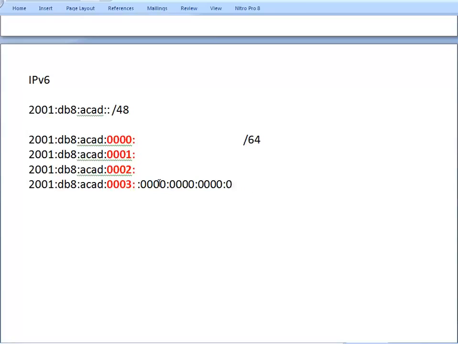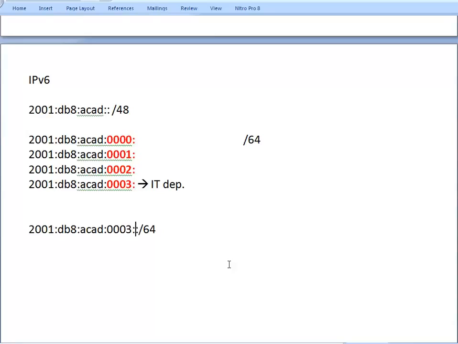Now say that you create a different subnet. This is subnet number 3, and you give it to, I don't know, the IT department. The IT department can take this subnet, which is /64, and they have another 64 bits to create different IP addresses for the department.